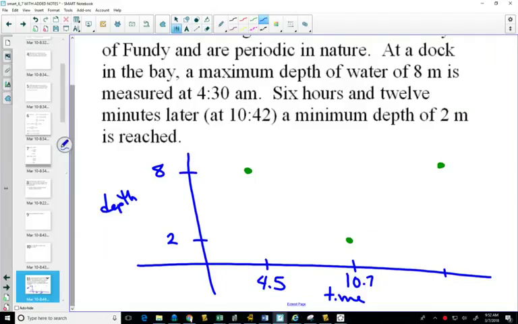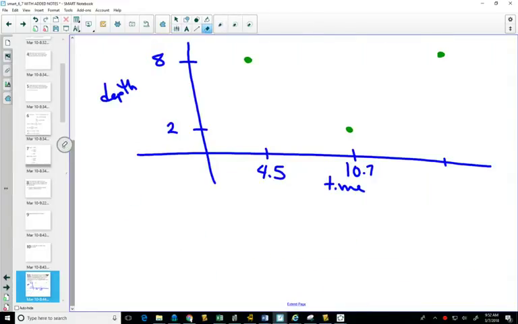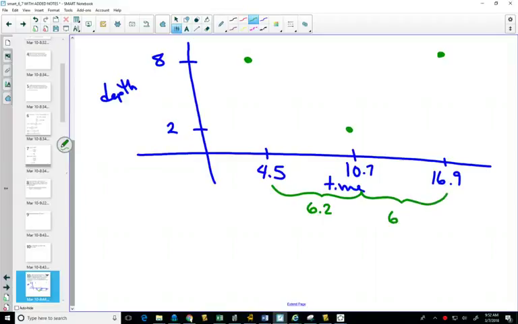But we're still now looking for what am I going to put as my next x value for that next maximum. And how am I going to figure that out? Any ideas? 16.9. And how did you come up with 16.9? So this to here was 6.2, and if it is periodic, this will be the exact same amount, which will be another 6.2, which will get us to 16.9.